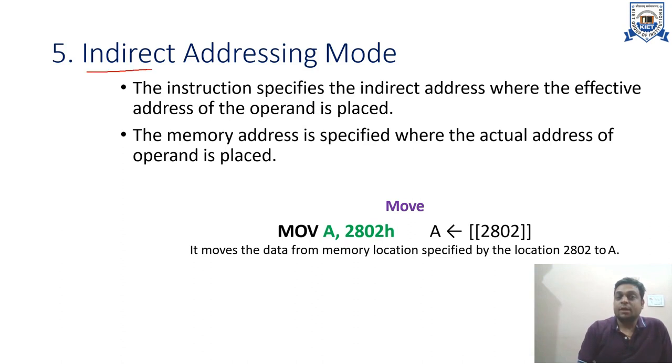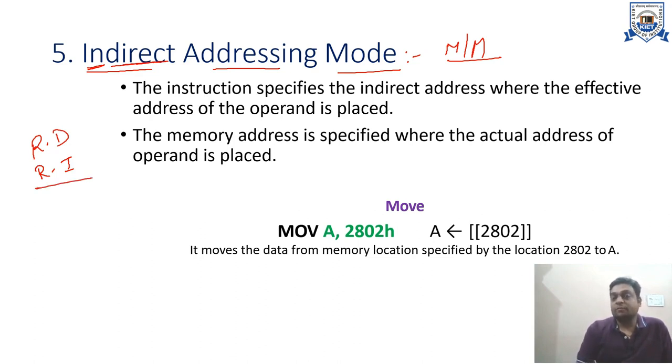Next, indirect addressing mode. This addressing mode also belongs to memory. Direct and indirect: we have discussed register direct and register indirect, and now memory direct and memory indirect. In case of direct, we will get the address directly. In case of memory indirect, we will get the address of the location on which the operand is placed.